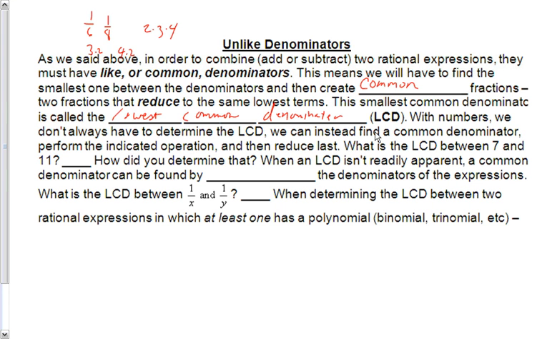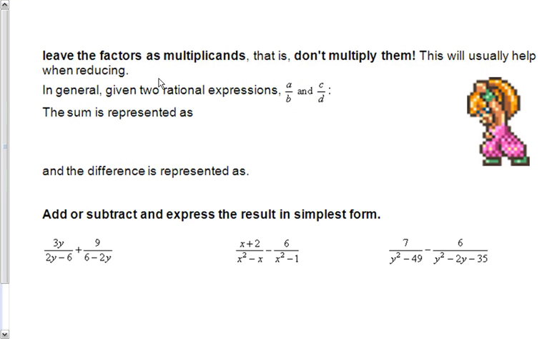Remember, you can always find a common denominator if you multiply them, like 7 and 11, that's 77. You can just multiply the denominators. It works well when it's already simplified and you can't really do much to it, like 1/x and 1/y, it's going to be xy. But we're going to try and do it by factoring first. So leave factors and multiply, that is, don't multiply them out. That's one of the biggest things. We're going to do that.